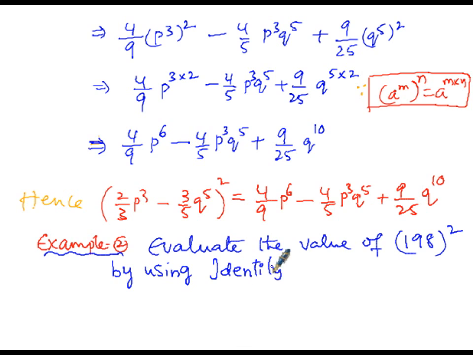Here we are going to utilize identity number 2, (a minus b) whole square equals a square minus 2ab plus b square. Now the solution starts. In our solution, we have to find the value of 198 whole square, but we have to utilize the identity (a minus b) whole square equals a square minus 2ab plus b square.